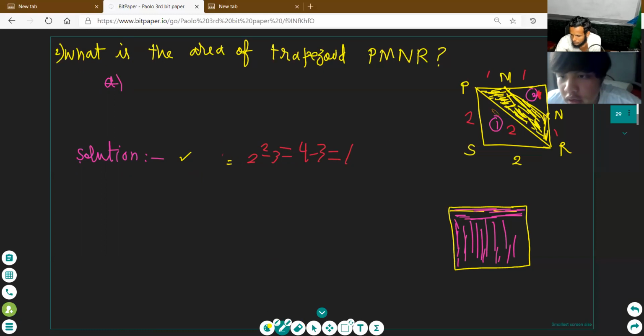So the area of this is 1. Wait, you are doing it wrong, okay? First find all the areas. Area of this triangle, area of this triangle, and find the area of the square and tell me the answer.